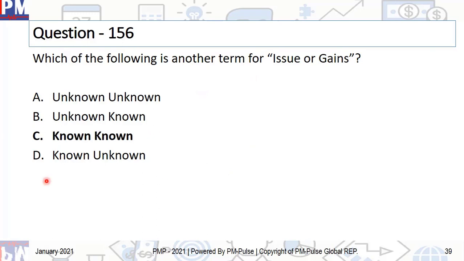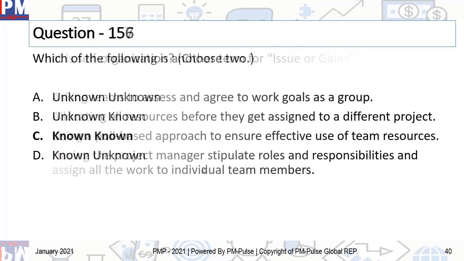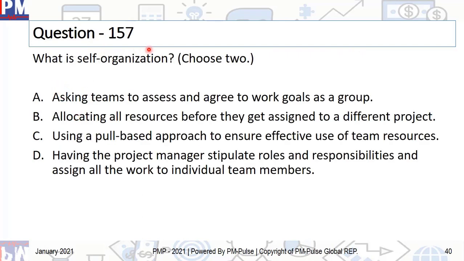And the correct answer is known known. Known knowns are nothing but issues or gains, things which have already occurred. They are not uncertain anymore. But if you look at unknown unknown, this is another way of saying unidentified risks. If you look at known unknown, basically these are identified risks. But nobody knows what you mean by unknown known, right? So forget about it.